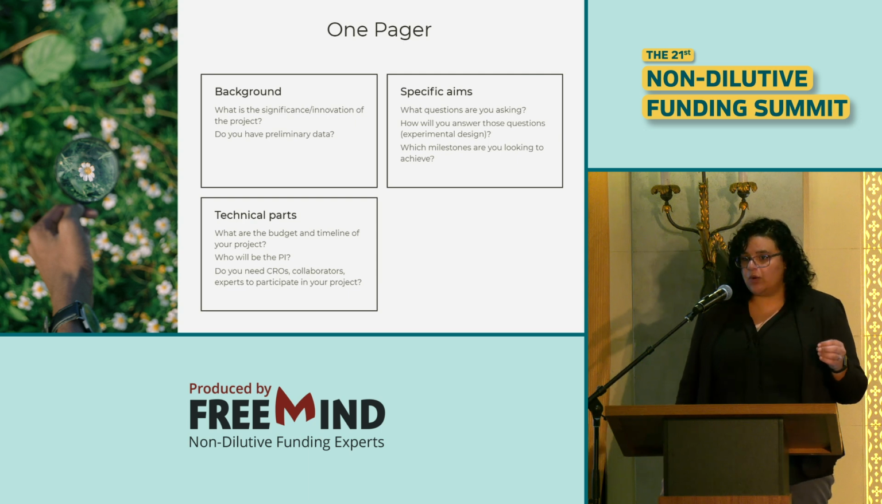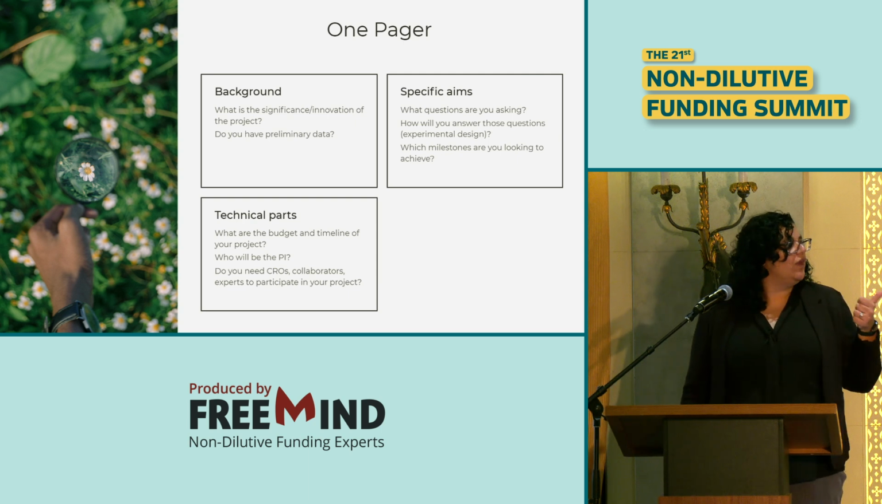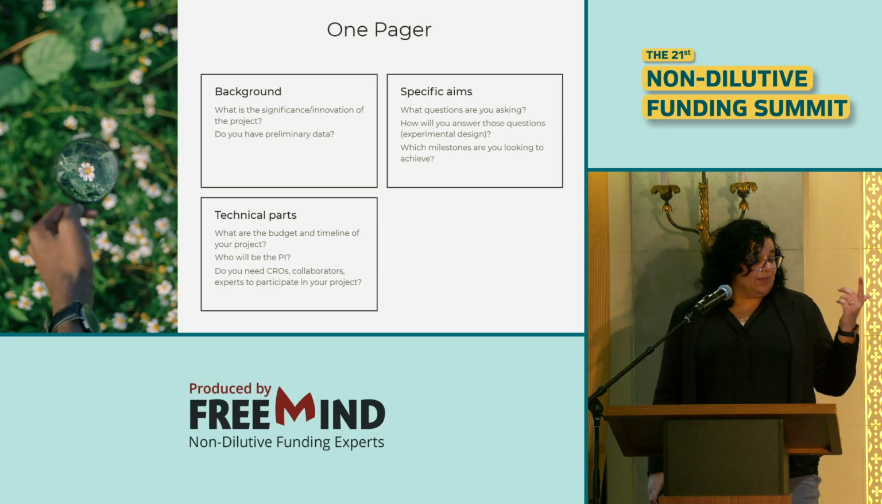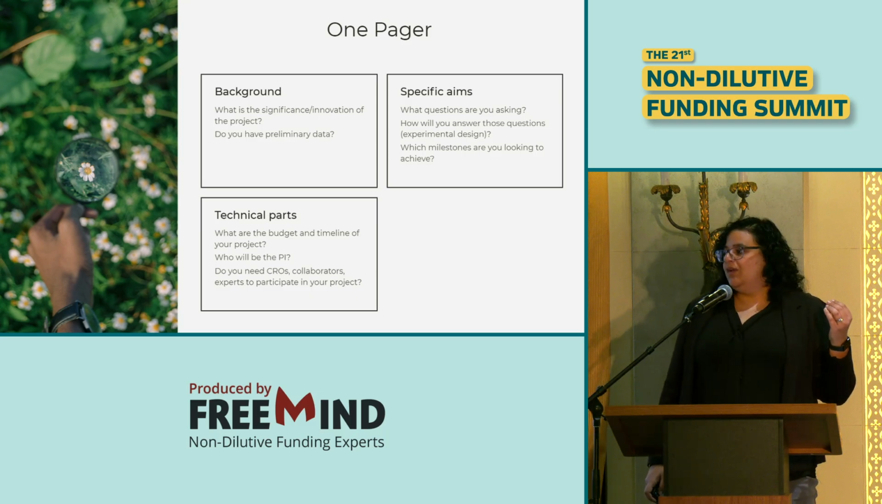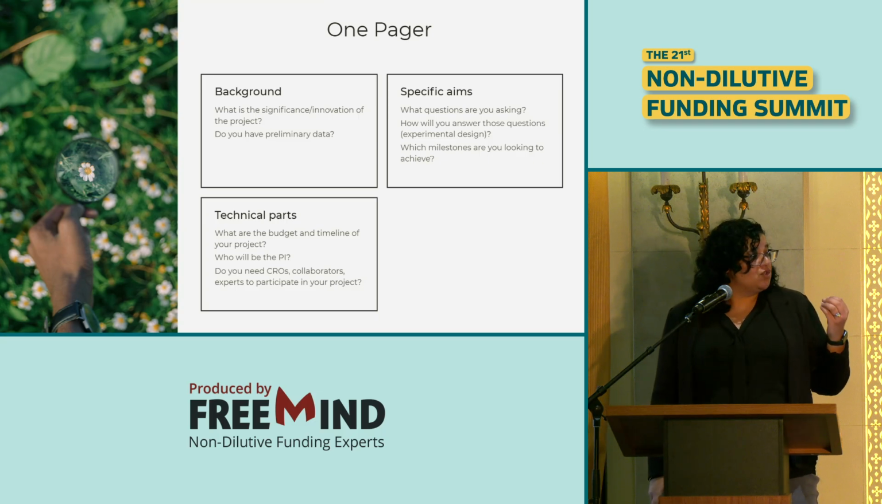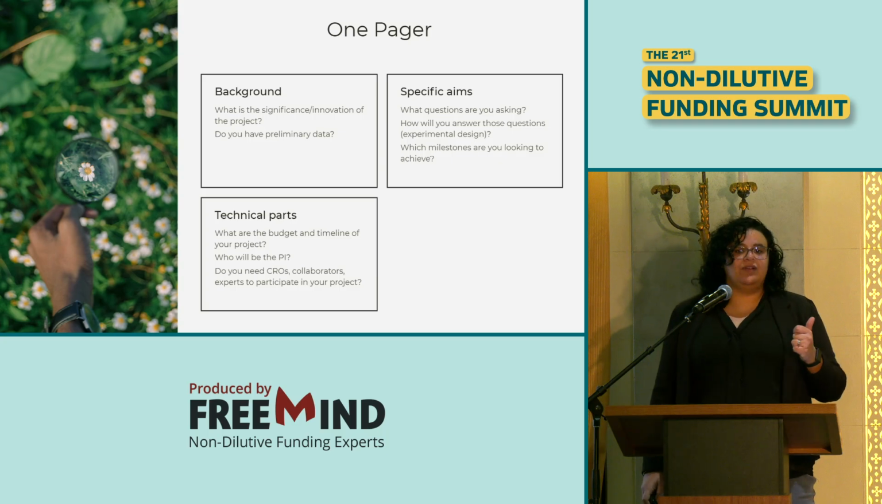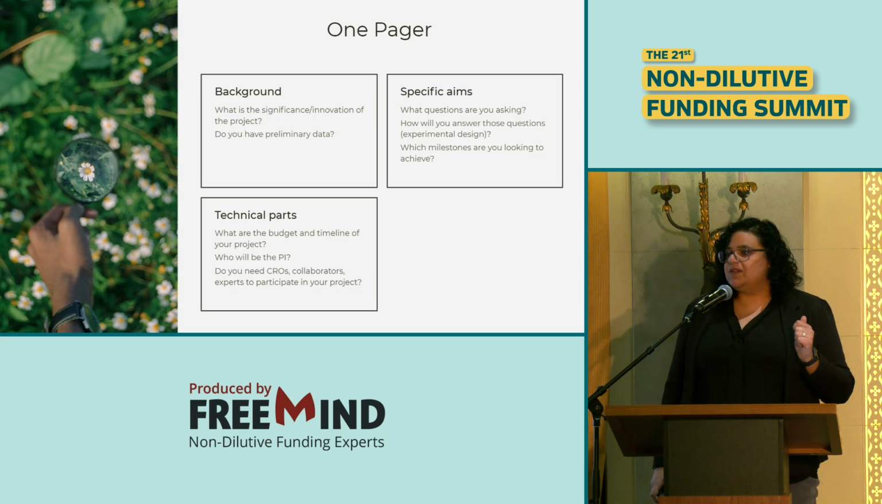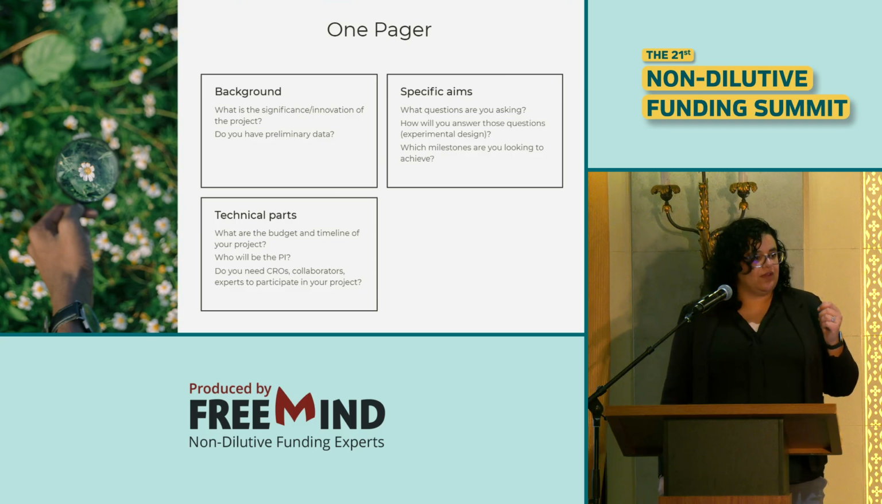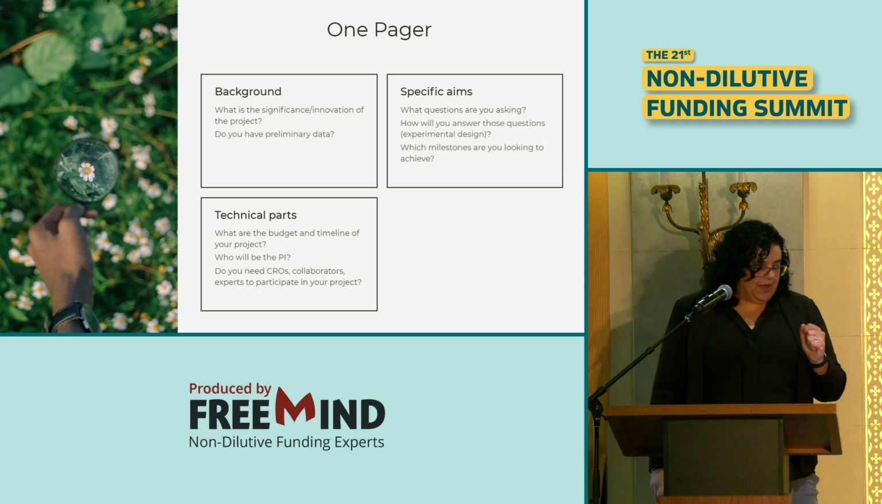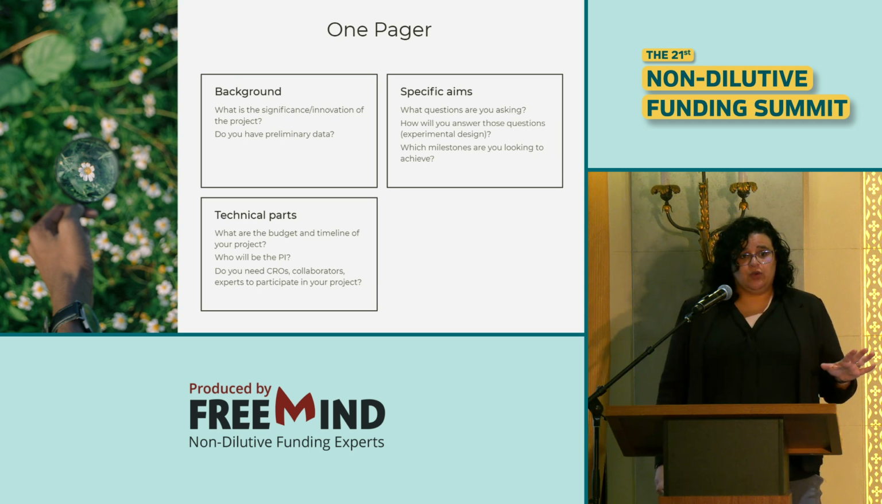Next, we need the technical part. What is your budget? Does the budget fit the solicitation? What is the timeline? Who will be the PI of the project? Does he have the right credentials? Should we look for someone else? Do you have CROs? Do you have collaborators? Do you need an expert in a specific field that you're missing right now in your company? So that was the technical part.